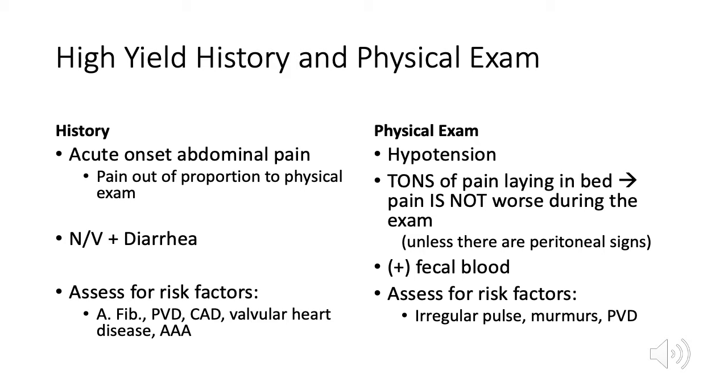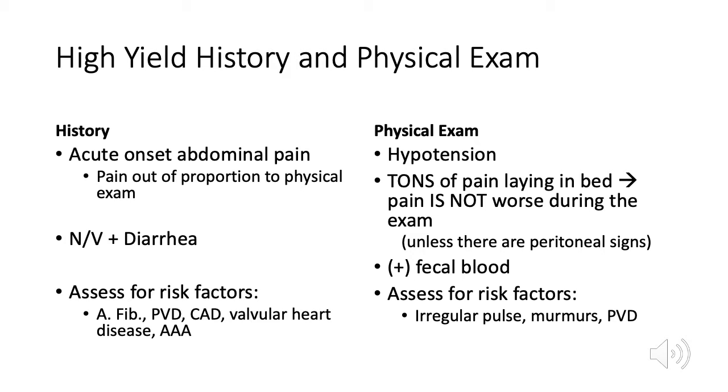Hypotension itself can be a cause of mesenteric ischemia because the mesenteric vessels just aren't delivering enough blood to the bowel. Next is the physical exam side of the pain out of proportion. These patients will be in tons of pain lying in bed, often described as writhing in pain, but the pain is not worse with physical exam, and it's tough to actually get where these patients are hurting on the physical exam. That is, unless they have peritoneal signs, in which case they'll have rigidity and guarding.